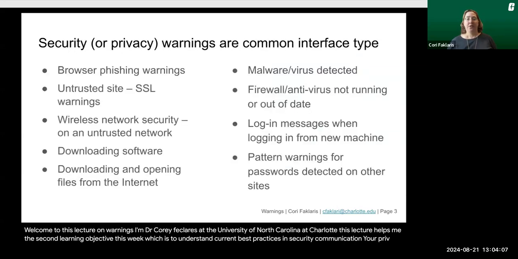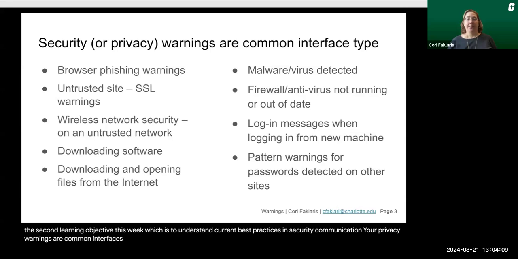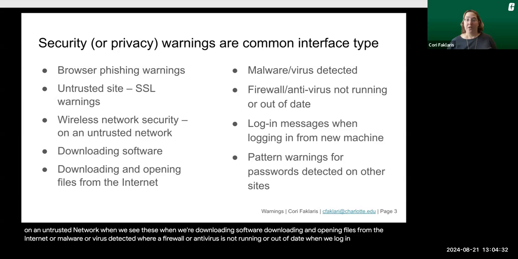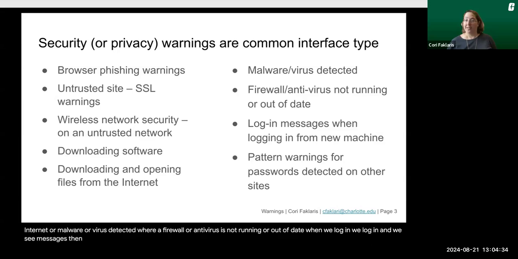Security or privacy warnings are common interfaces. We see browser phishing warnings, untrusted site or SSL warnings, and wireless security warnings on an untrusted network. We see them when downloading software, and downloading and opening files from the internet, where malware or a virus is detected, or where a firewall or antivirus is not running or out of date. When we log in, we see messages when we're logging in from a new machine. And sometimes there are pattern-type warnings when passwords are detected on other sites.